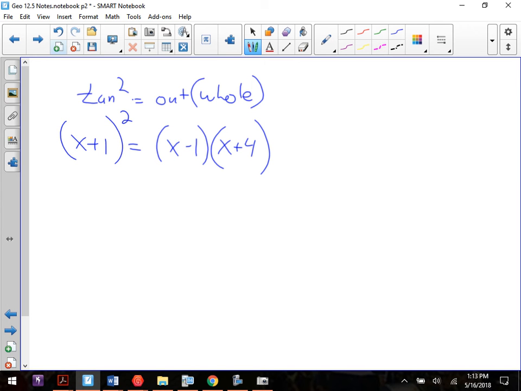Which means you have to FOIL. Okay? This one you have to FOIL. When you FOIL x minus 1, x plus 4, remember first, outside, inside, last, you're going to get x squared, 4x minus 1x minus 4. Combine them, you're going to get x squared plus 3x minus 4.